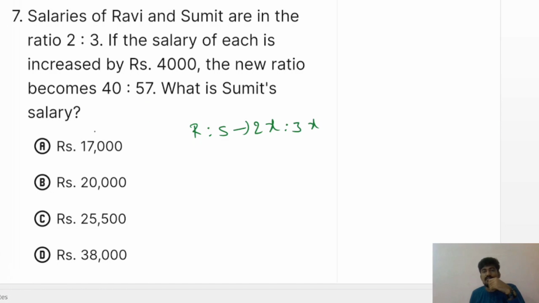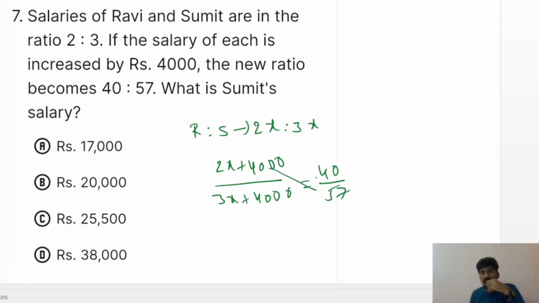Then what is Sumit's salary? We have to find out Sumit's salary. So Ravi's salary is 2x plus 4,000, and Sumit's is 3x plus 4,000. Then the ratio will be 40/57. So you can cross multiply with each other, then you can find out the x value. Substitute the x value in this equation, and you can find out Sumit's salary.